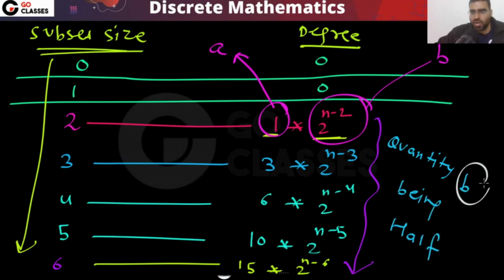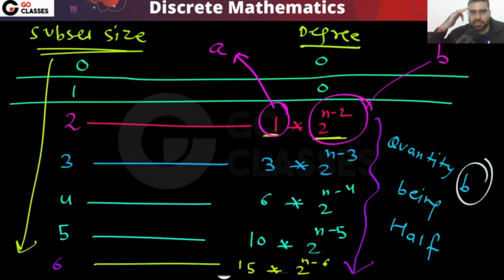Can you say quantity B is being half? Can I say this? And what about quantity A? Is this doubling? This is not doubling actually. Here it is doubling, but then it is not doubling. Actually, here tripling, then doubling, then less than doubling, then less than that doubling, then less than that doubling.